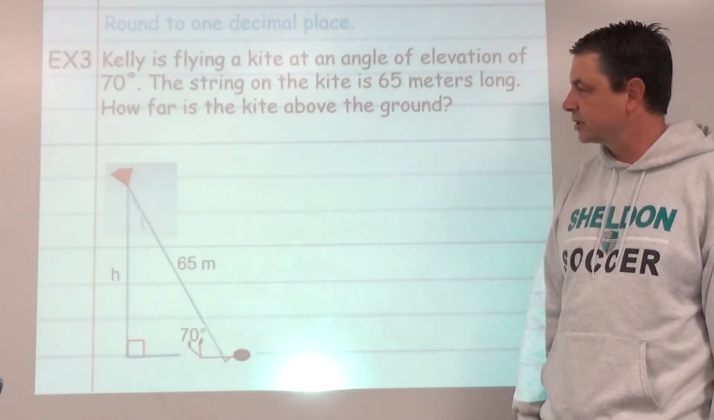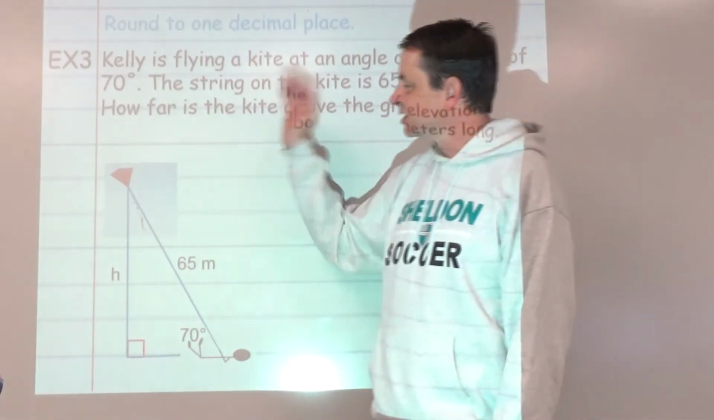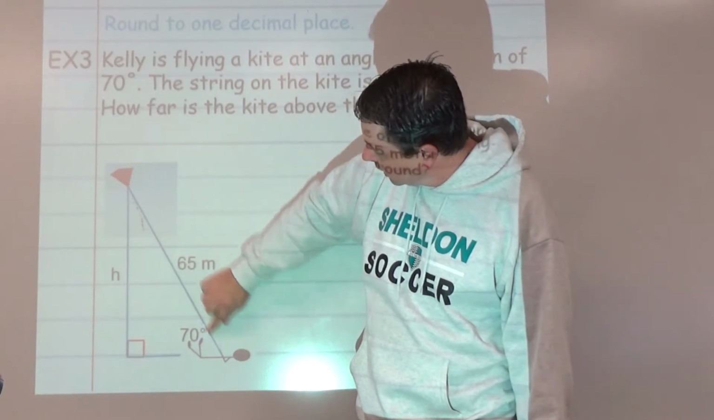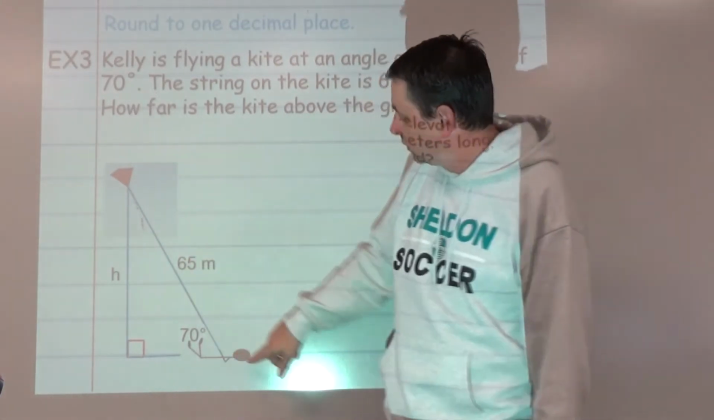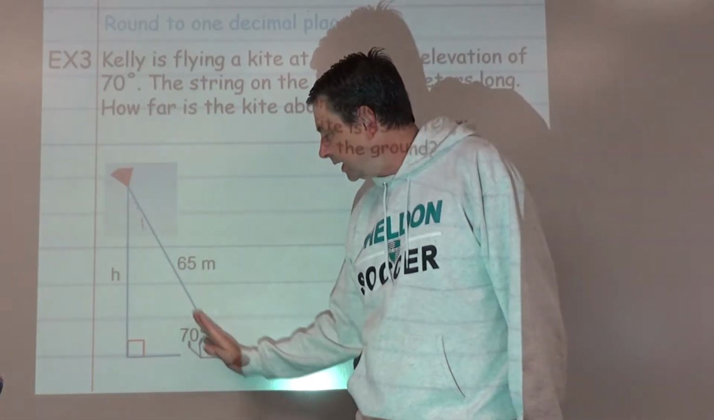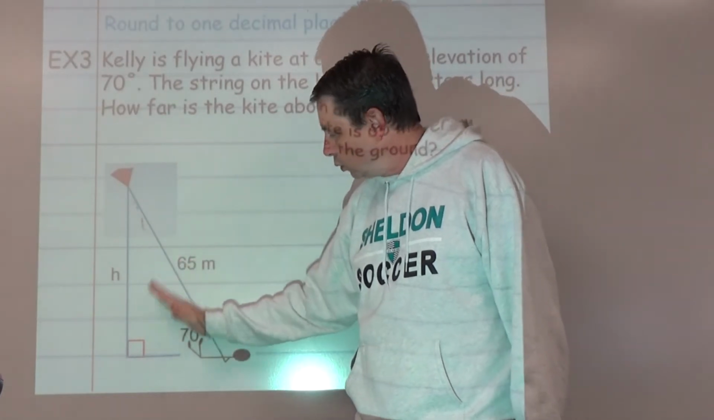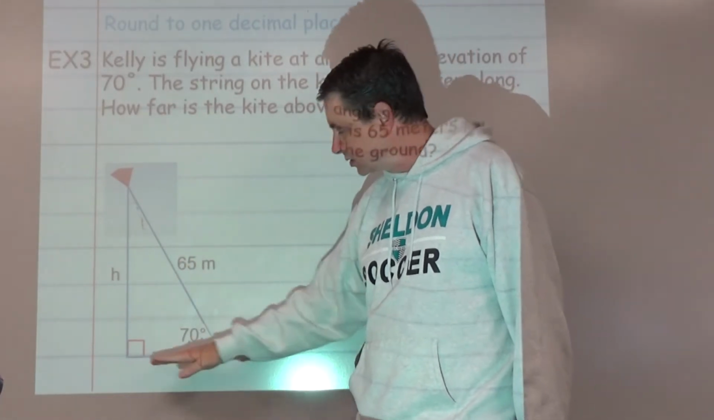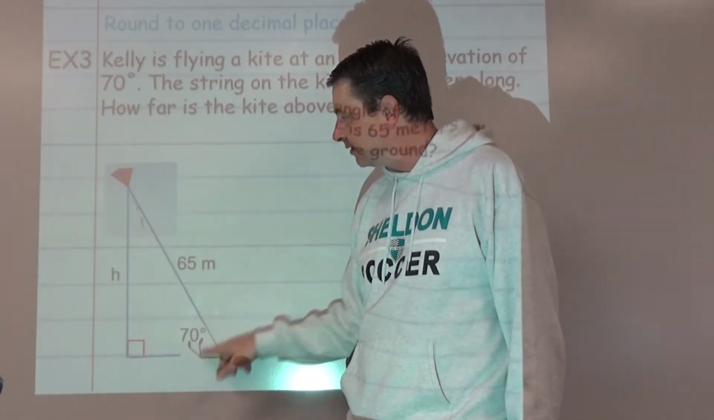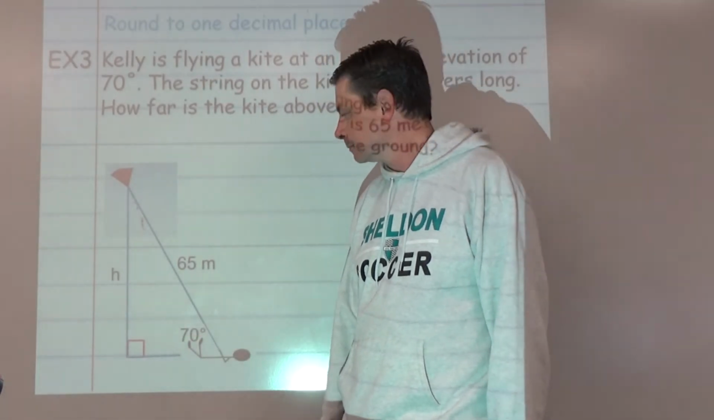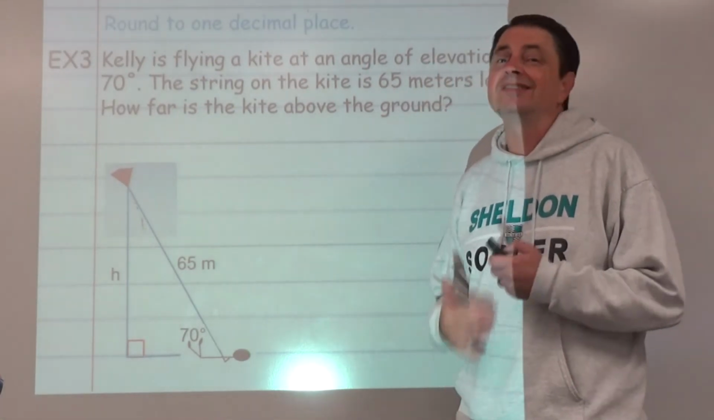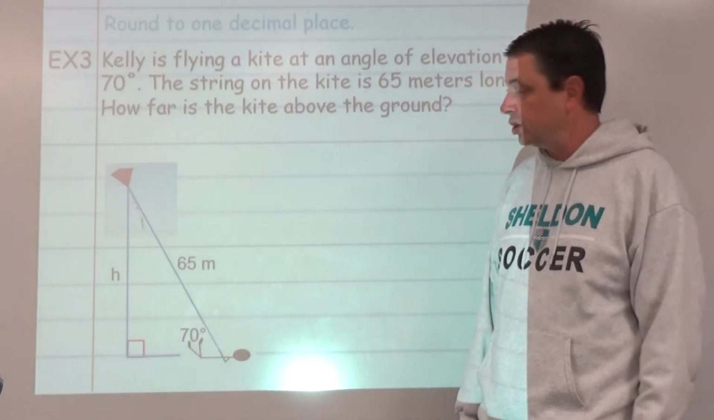Your sketch should look something like this. Distance above the ground, that would be the height of the kite. We know the string length. We've got Kelly here, and so the angle created with the horizontal, again, must touch a horizontal segment, not a vertical. That's the 70 degrees. All right, so we've got a successful sketch. Now we want to set up a successful trig equation.